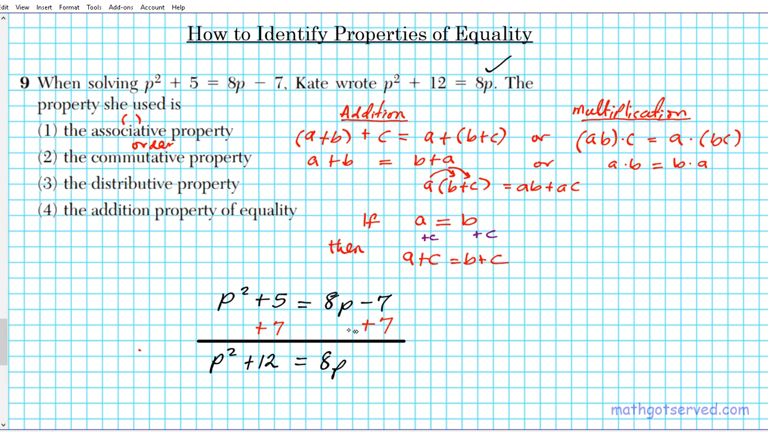So we added a number to both sides of the equation, so we can clearly see that this has nothing to do with association. Commutative, no. Distributive, no. It's option number 4. That is the answer to this question.